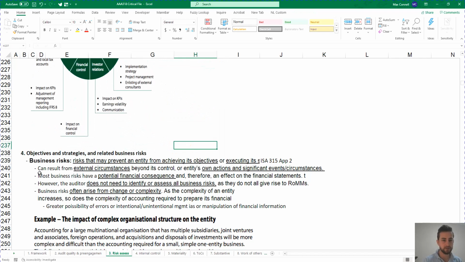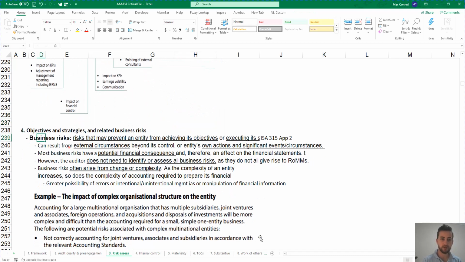Okay, so number 4 is objectives and strategies and related business risks. So the definition of a business risk is a risk that may prevent an entity from achieving its objectives or executing its strategy. So it could result from external circumstances. Most business risks have financial consequences. The auditor doesn't need to identify or assess all business risks, as they don't all give rise to ROMs or risk of material misstatement. It's more about identifying which are the key ones and which ones are going to potentially have the biggest impact across risk of material misstatement.